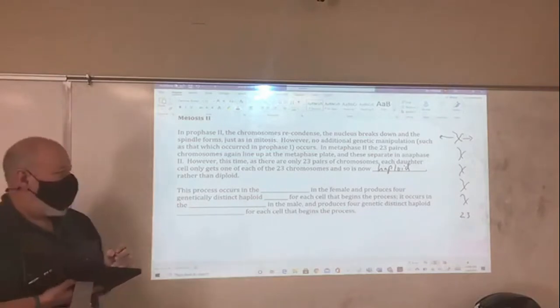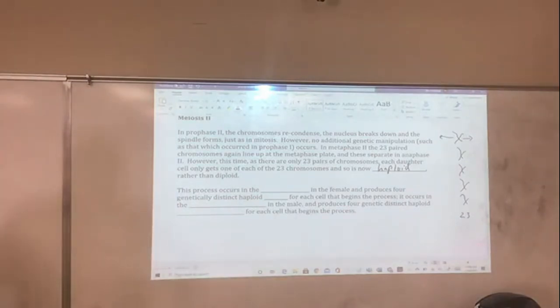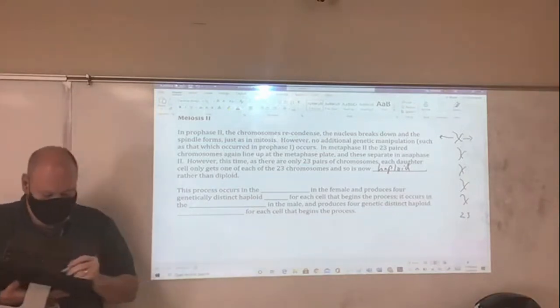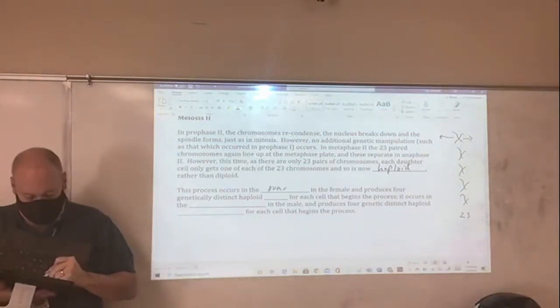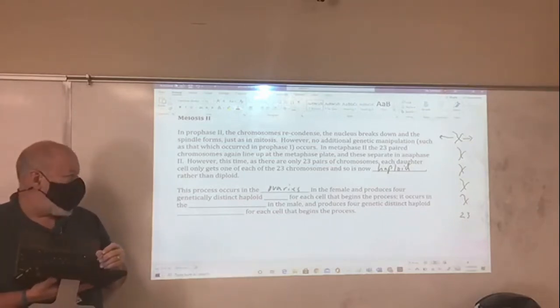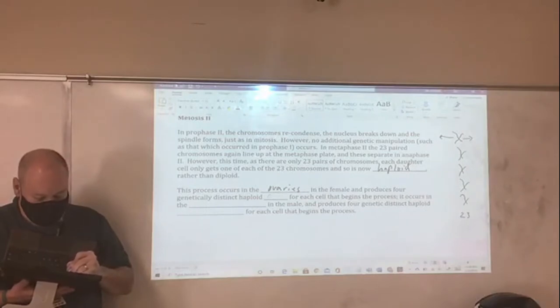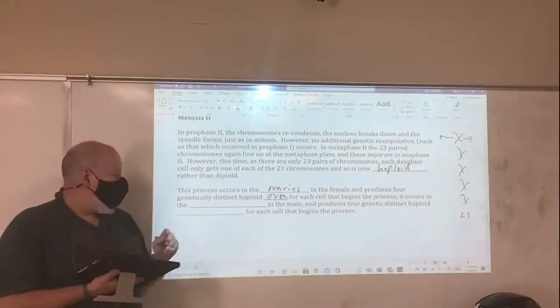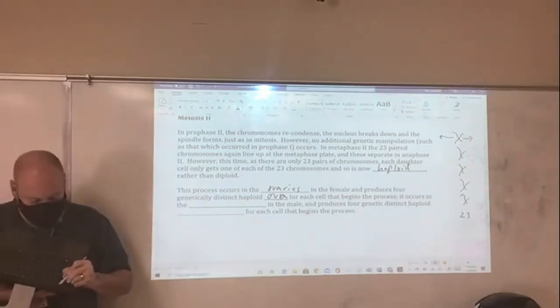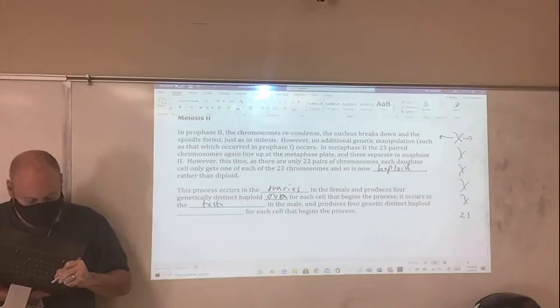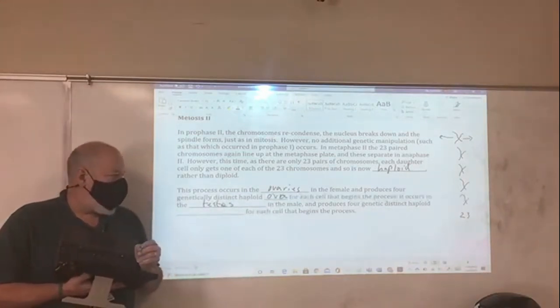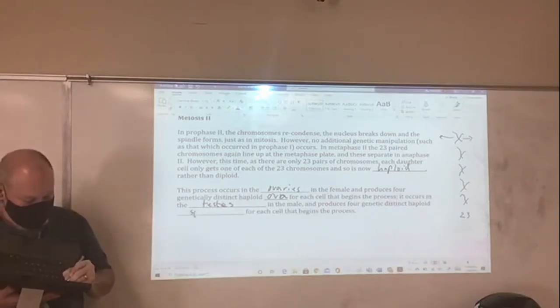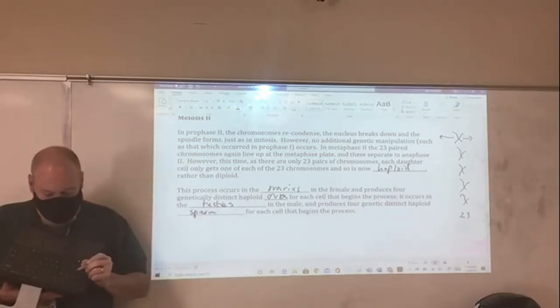This process occurs where in the female? Where do I get this change from these genetically identical diploid sex cells to these haploid gametes? Where does that occur in the female? The ovaries. There you go. It goes in the ovaries. And produces 4 genetically distinct haploid ova for each cell. It occurs in the, where in the male? Testicles. In the testis, or the testes in the male, and produces 4 genetically distinct haploid sperm cells for each cell that begins the process.